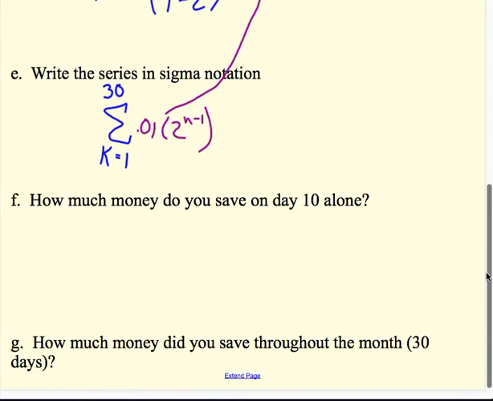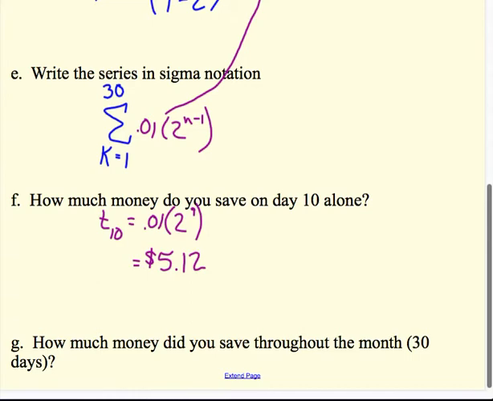How much money do we save on day 10 alone? We looked at the first 5 days and we were only saving 16 cents on day 5, so how much more impressive can that get? So we use our explicit formula, t sub 10 equals a penny times 2 to the 10 minus 1, or 9th power. So a penny times 2 to the 9th power gives us $5.12.